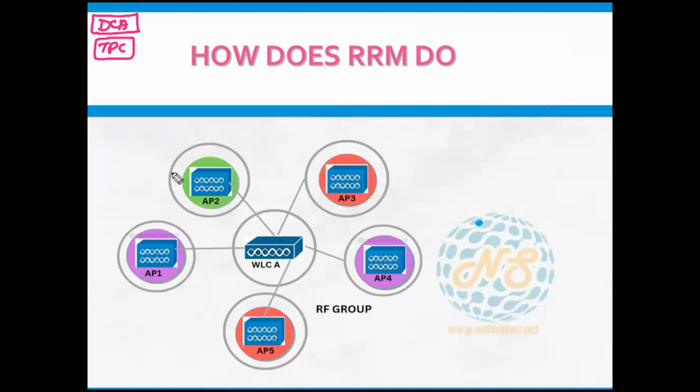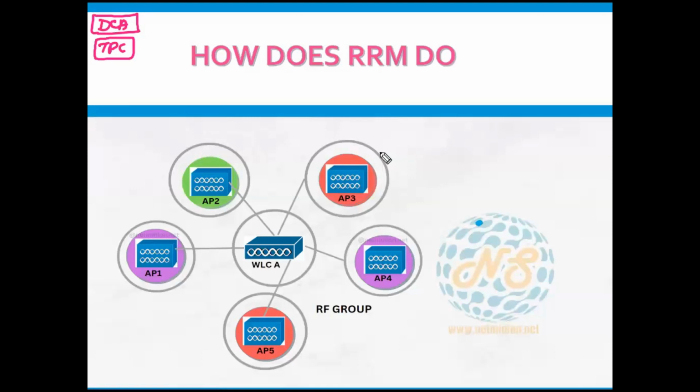So the DCA will dynamically allocate the channels to the APs. Dynamic channel assignment. Do these APs communicate on one channel? No, APs will communicate on different channels, because of less interference. If they are in the same channel, there is going to be more interference. So all the APs work on different channels.